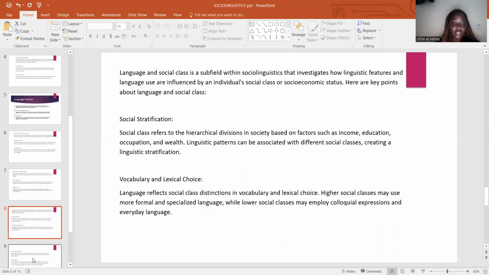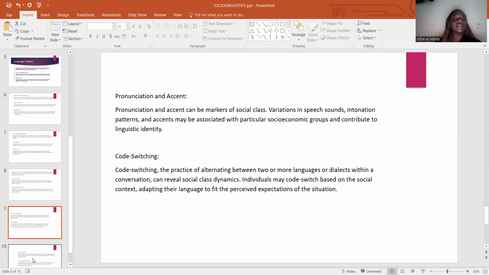Vocabulary and lexical choice. Language reflects social class in distinctions in vocabulary and lexical choice. Higher social classes may use more formal and specialized language, while lower social classes may employ colloquial expressions and everyday language.